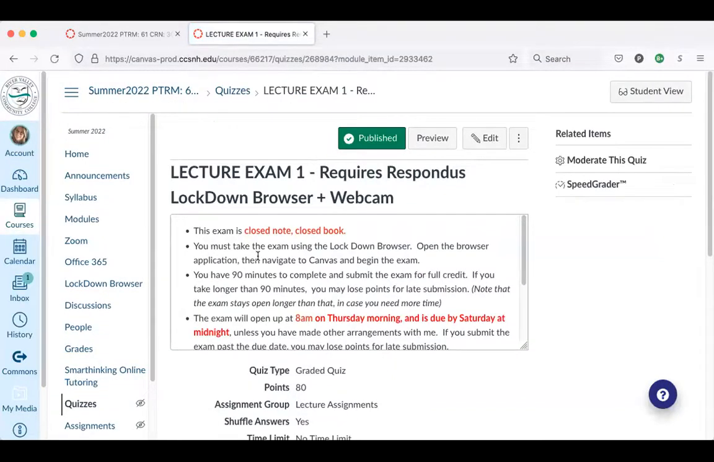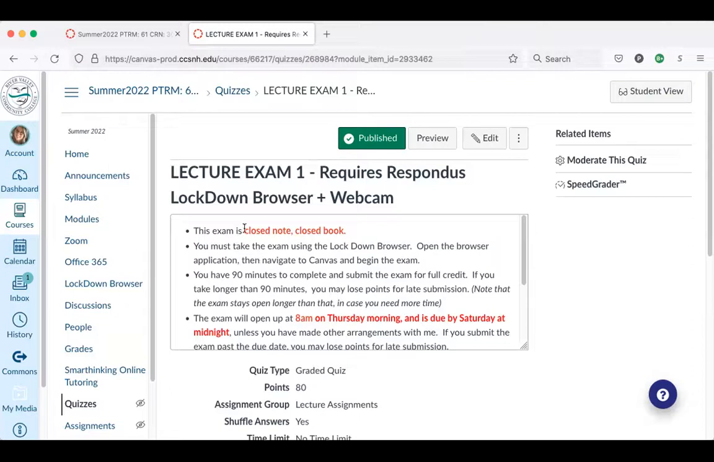This exam, like all of your exams, requires you to use the Respondus lockdown browser. So when you're ready to take the exam, you're going to open up the lockdown browser, and then you're going to open up Canvas and then click on the exam. If you try to open up the exam using any old browser, using Firefox or Safari or something like that, you're not going to be able to. You're going to be directed to go through the lockdown browser. Okay?